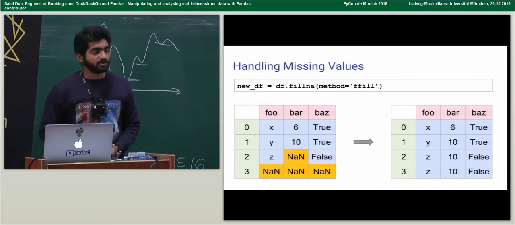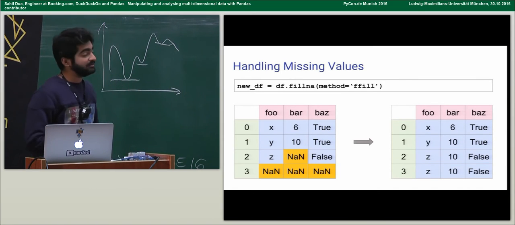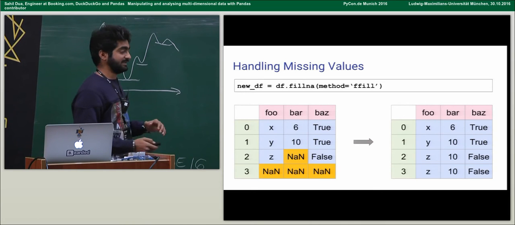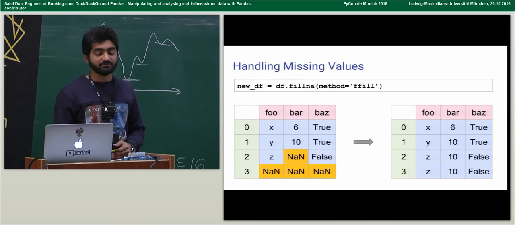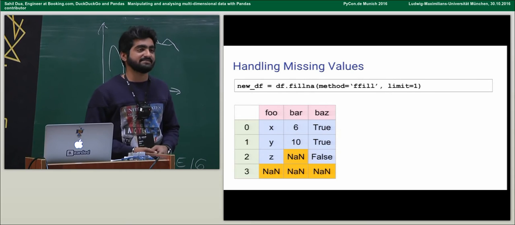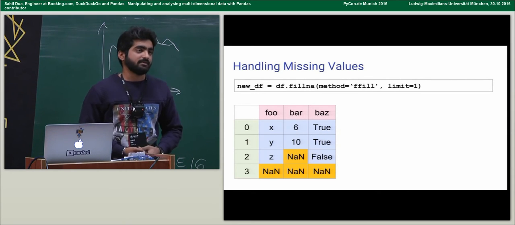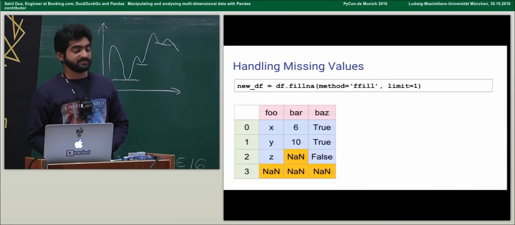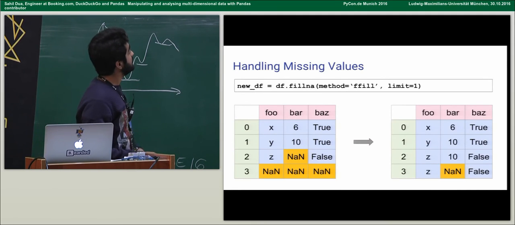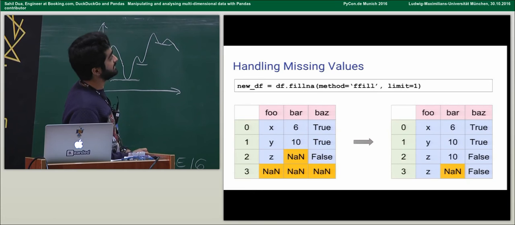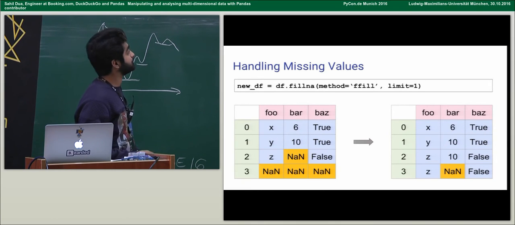Now, what if you don't really want to copy all the values, you just want to copy, like let's say one value? You can limit the number of copies that your operation will make. So in this case, you will get this, which means only once this 10 is copied, but not for the second time.